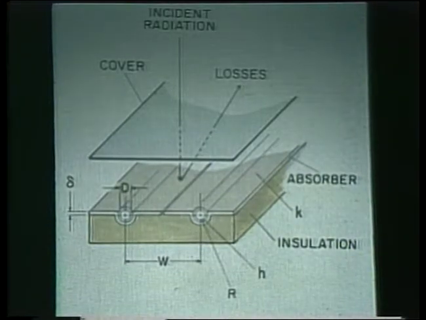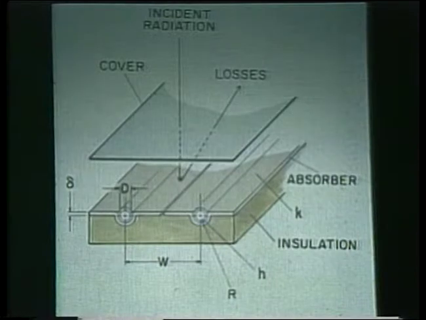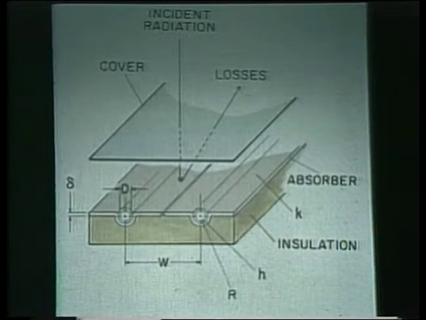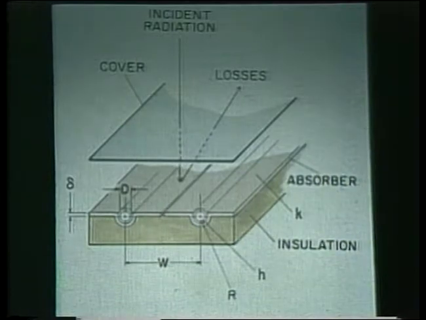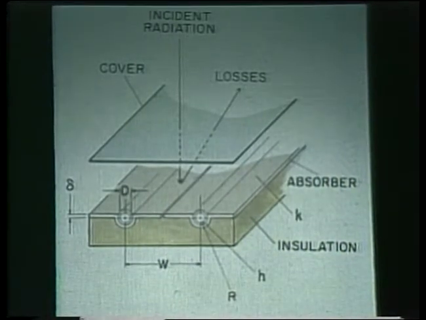In this case, we see a tube and fin absorber plate. The tubes could be closer together or they could be connected to form a rectangular passage for the flow of liquid or for the flow of air. So we would have an air type or a liquid type. The liquid types could be water or other types of liquids.